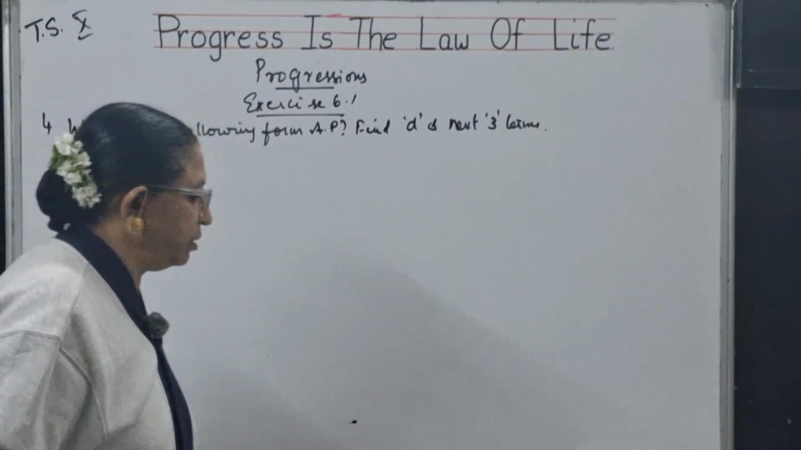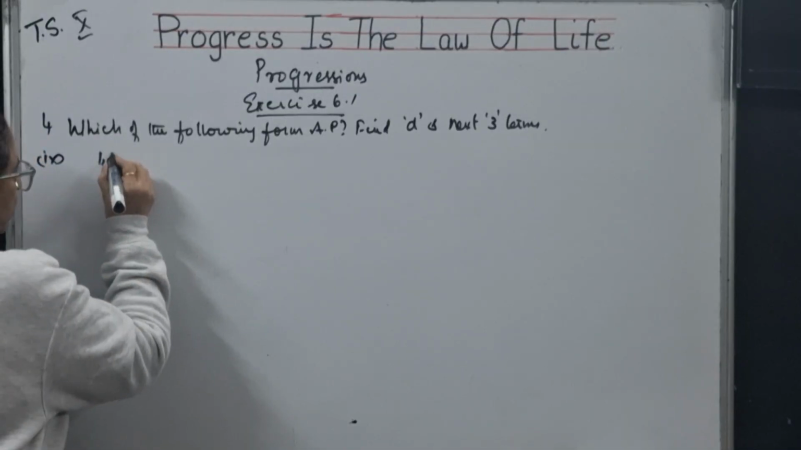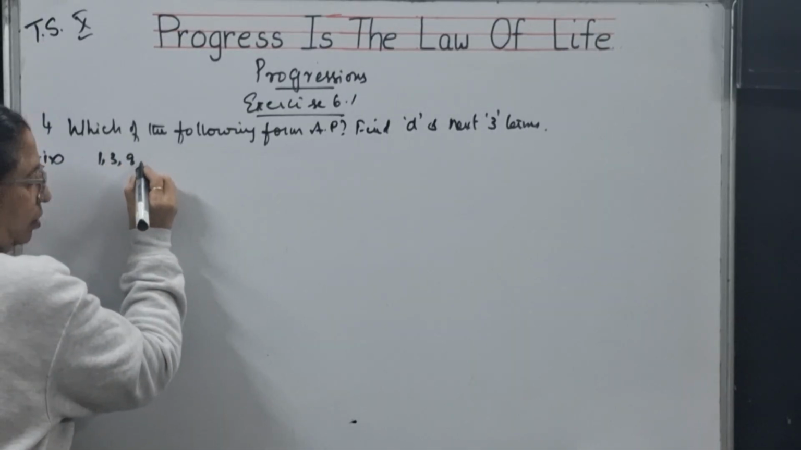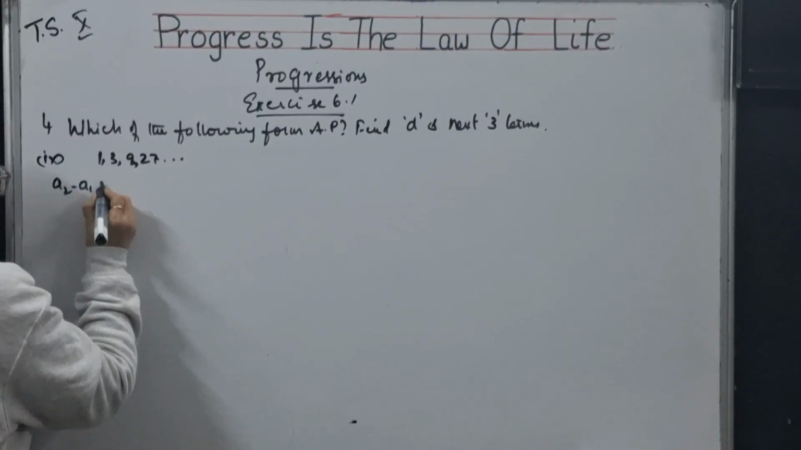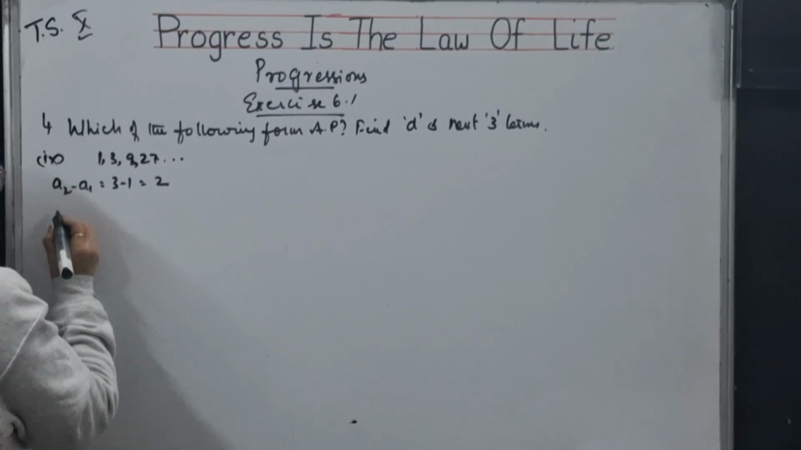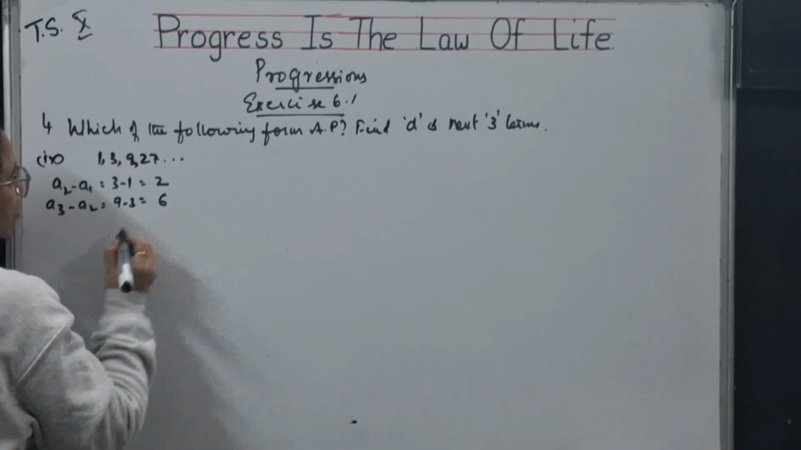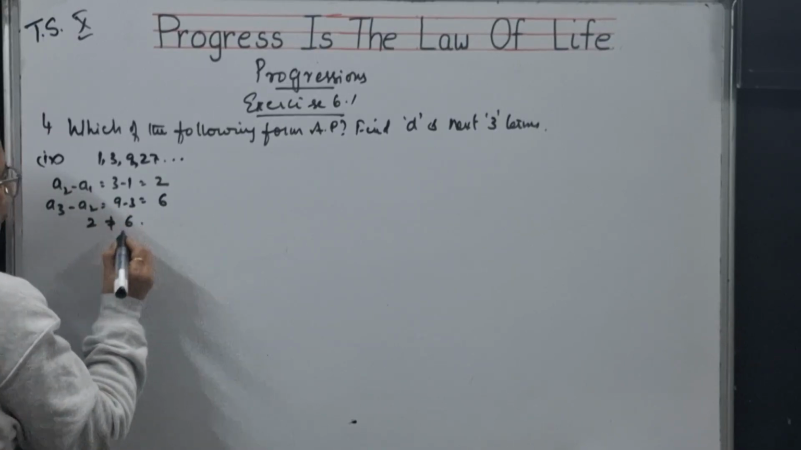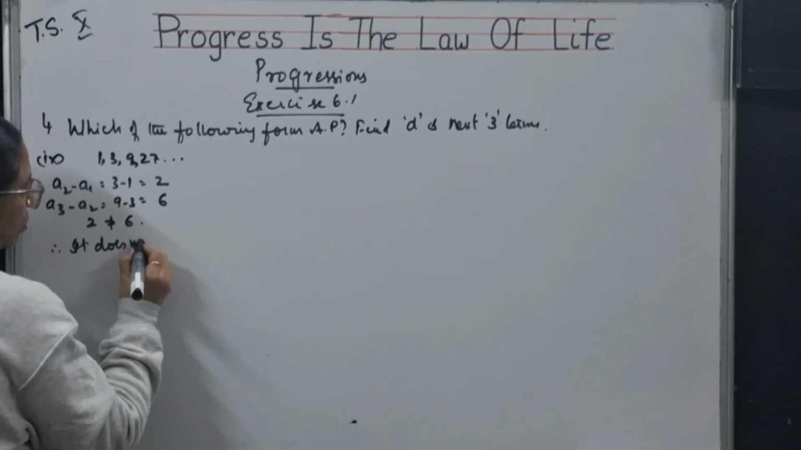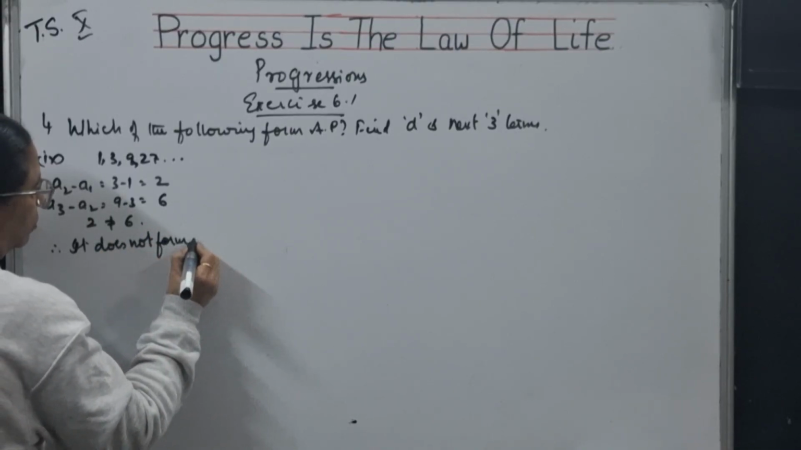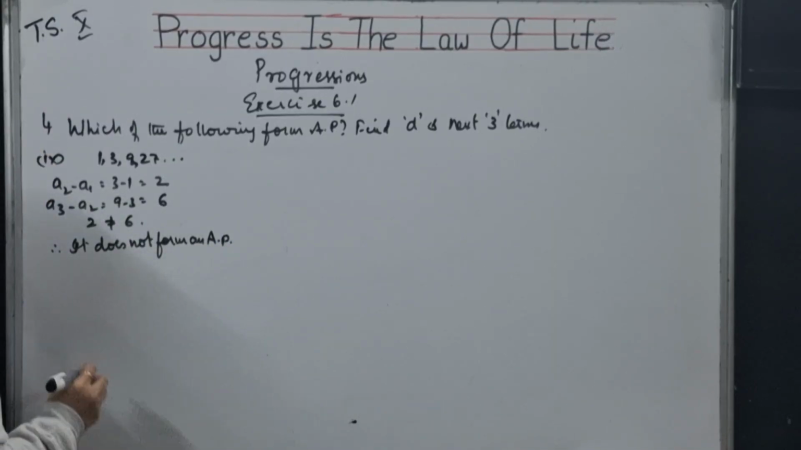Now 9th bit, children. 1, 3, 9, 27, and so on. So A2 minus A1, 3 minus 1, 2. A3 minus A2, 9 minus 3, 6. So 2 is not equal to 6. Therefore, it does not form an AP. Okay, this is 9th problem, children.